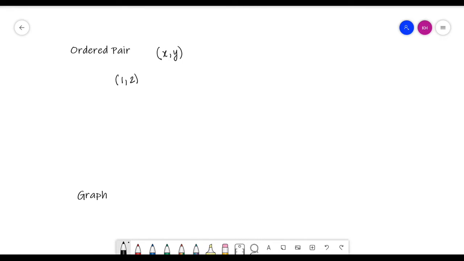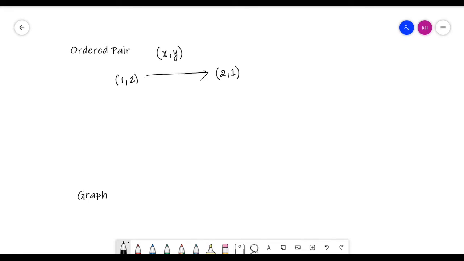Now, to find the inverse of an ordered pair, all you have to do is change the x to y and the y to x. So technically, our inverse point is going to be 2, 1.